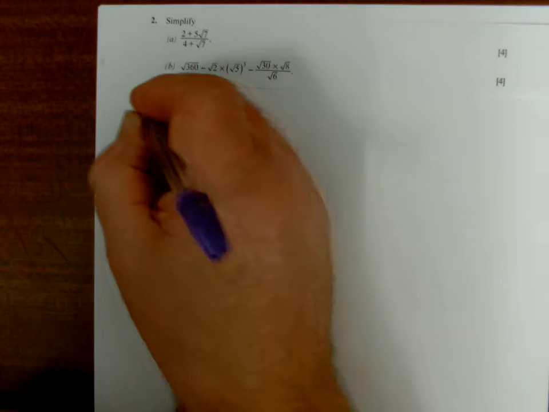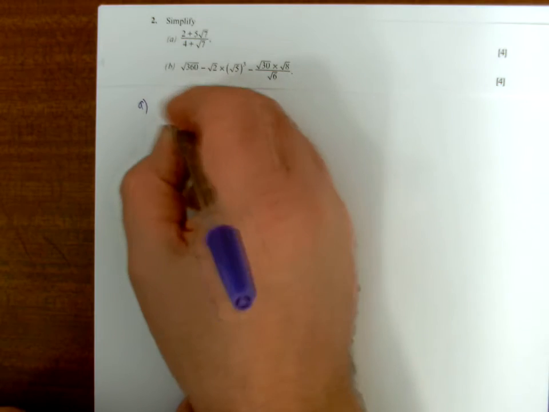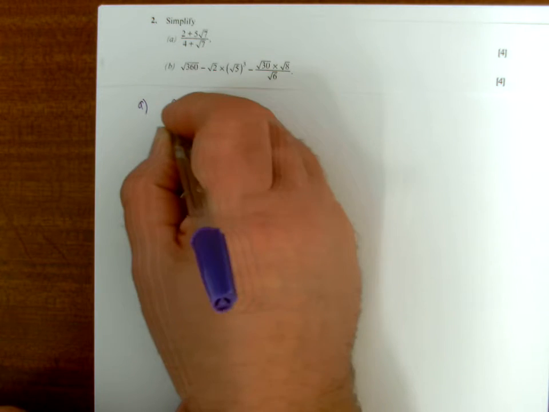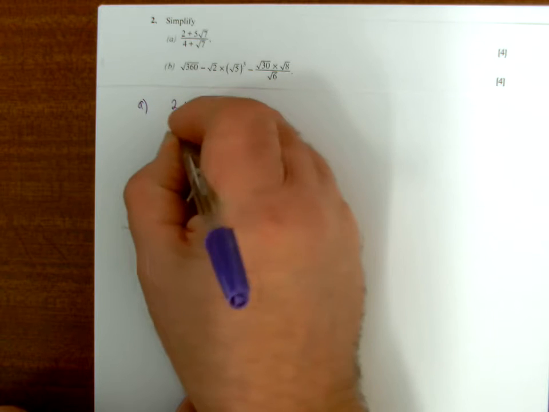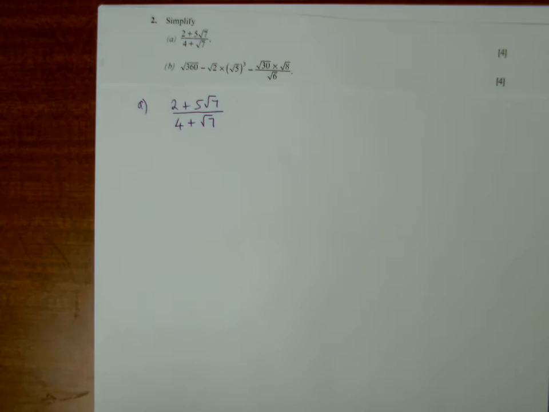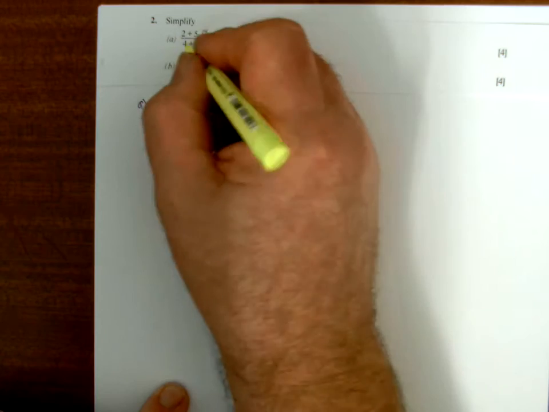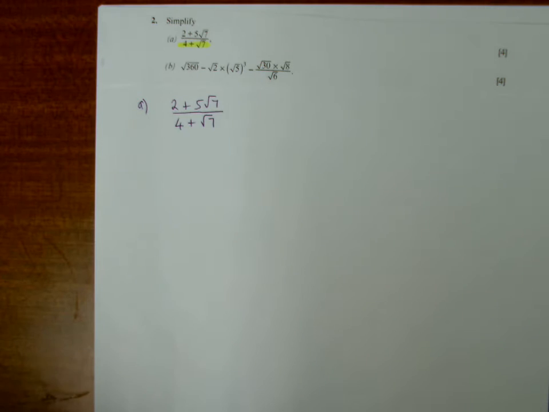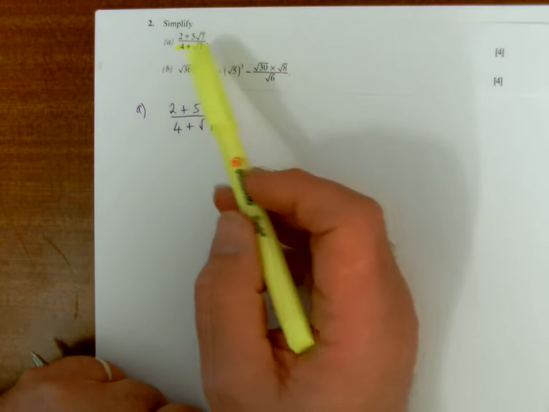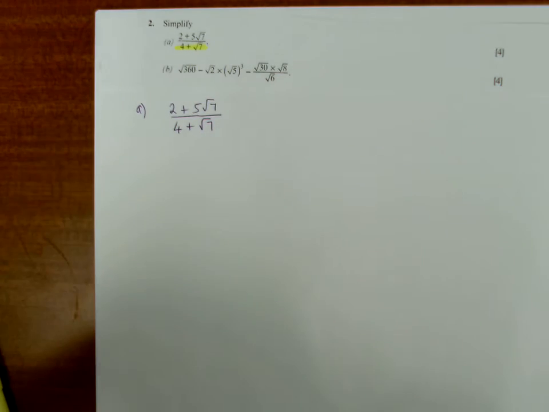Part A, to simplify that, we have to rationalize this expression, and to rationalize the expression we need to multiply the bottom by the conjugate. So the bottom there is 4 plus root 7, so I have to multiply top and bottom by the conjugate of 4 plus root 7, which is 4 minus root 7.